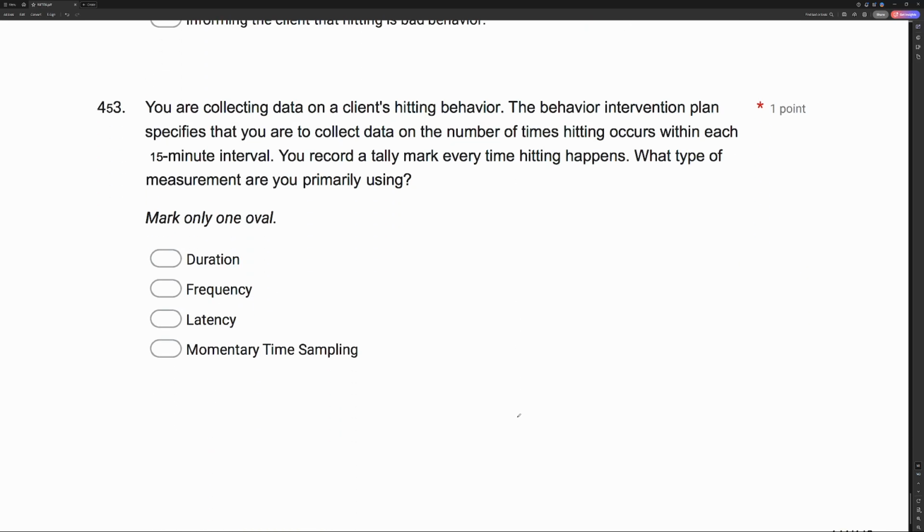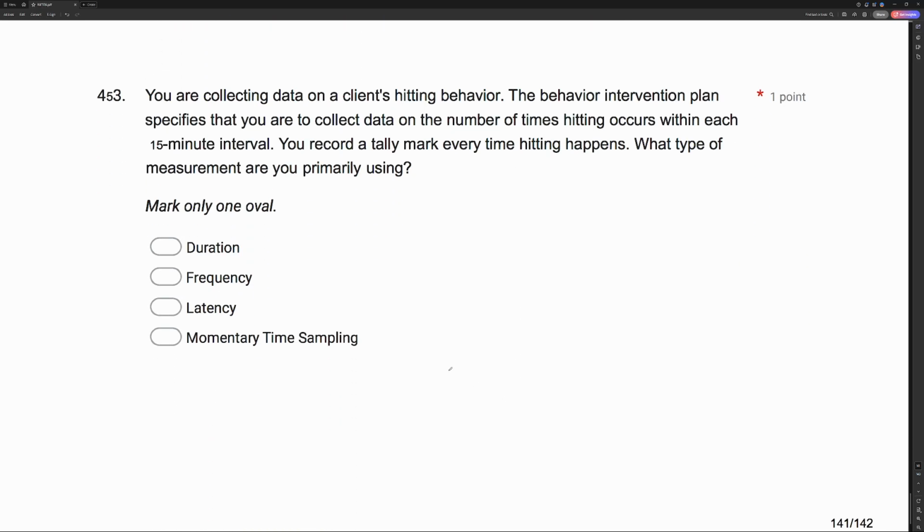You're collecting data on a client's hitting behavior. The behavior intervention plan specifies that you are to collect data on the number of times hitting occurs within each 15-minute interval. You record a tally mark every time hitting happens. What type of measurement are you primarily using? Now, this was a little tricky because in the past we've talked about when we read measurement questions and we see this word interval, we should think discontinuous. But we still have to read carefully, okay?